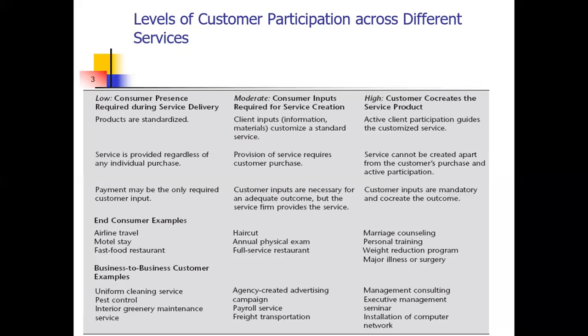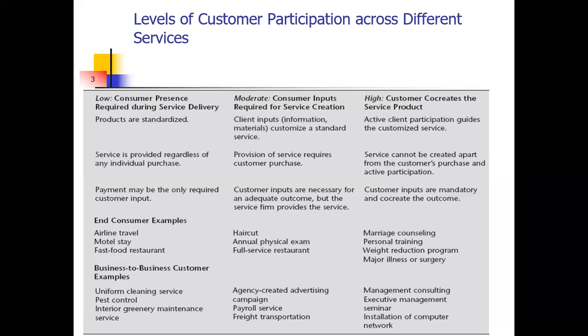In the case of moderate involvement, your inputs are required when you want to create the service. Without your inputs, the service cannot be created. The third one is where the customer co-creates the service product, which means a high involvement is required. Just have a look at it. What are the situations in which low involvement, moderate involvement, and high involvement work?